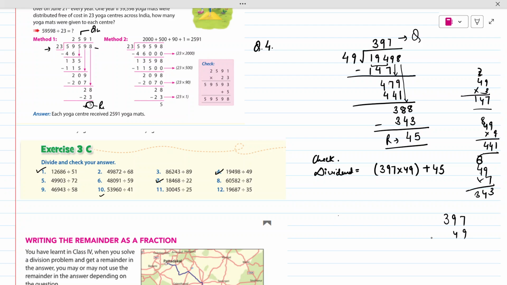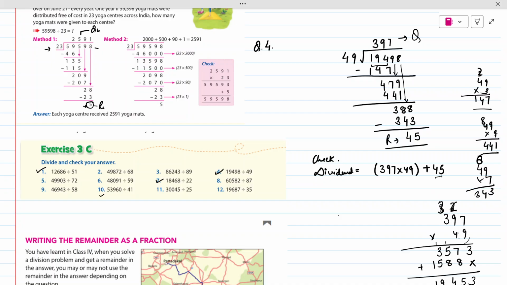397 into 49. We have 9 into 7 is 63. 9 into 9 is 81 plus 6 is 87. 9 into 3 is 27 plus 8, 35. Right? Now one cross for this place. 4 into 7 is 28. 4 into 9 is 36 plus 2, 38. Here 4 into 3 is 12, 13, 14, 15. And now add them. So we have 3, 15, 14, 9 and 1. And now this is the product of these two numbers.